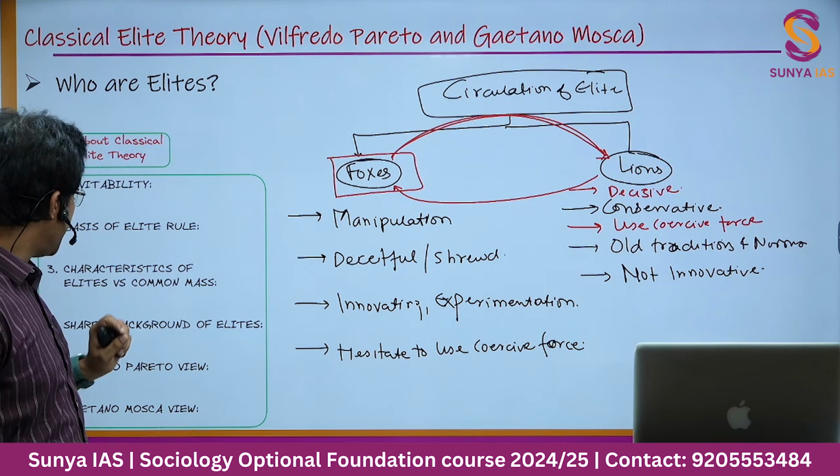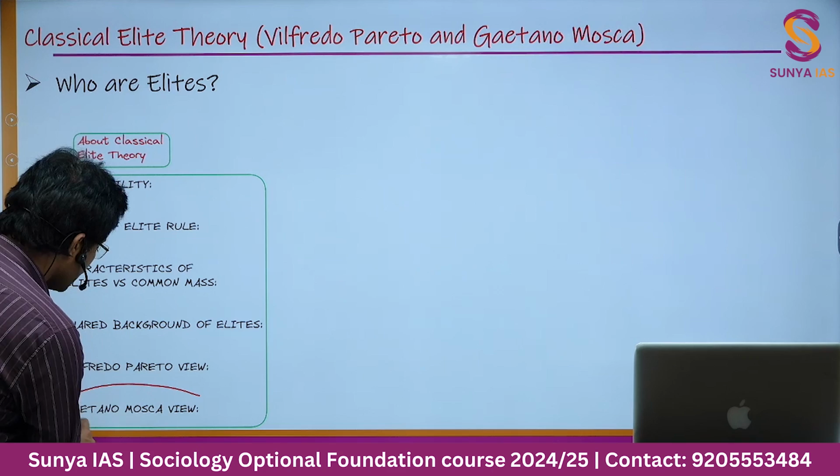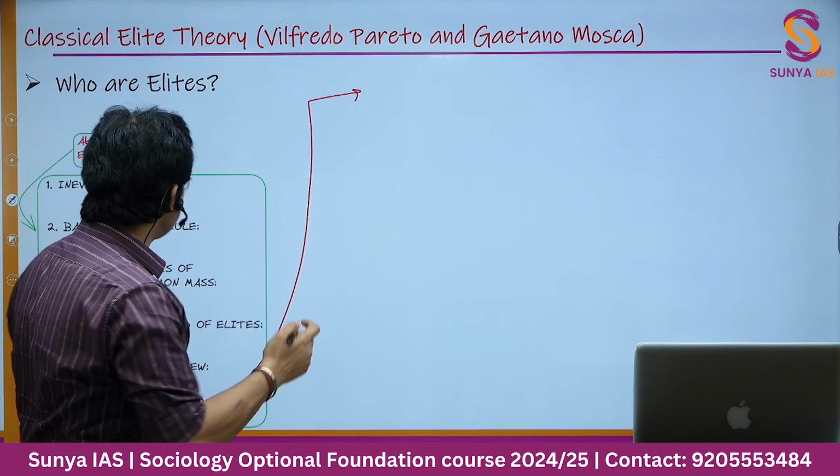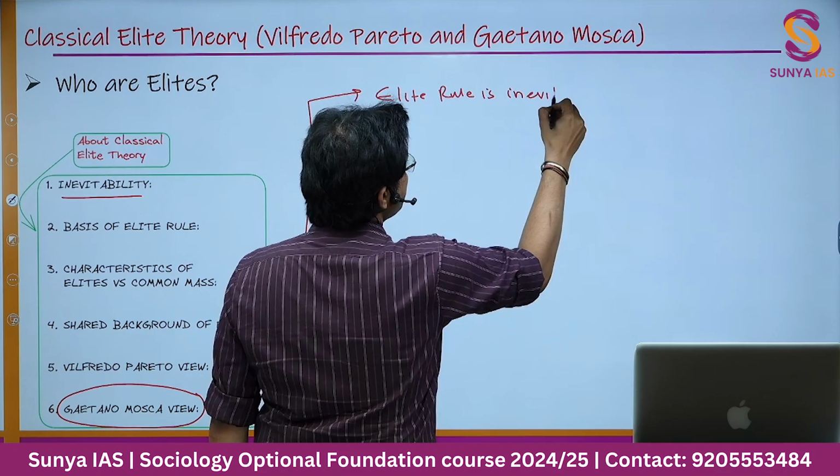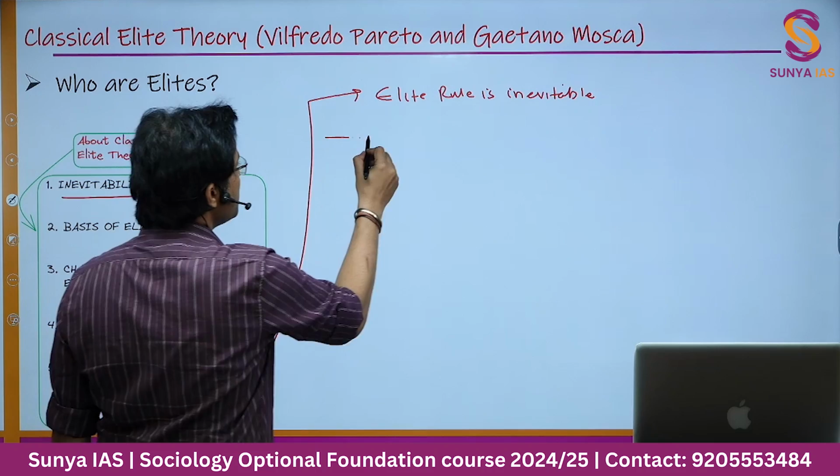Now next, let's talk about Gaetano Mosca. Gaetano Mosca also held the same view, and he says that elite rule is inevitable. And the elites are those who have good.